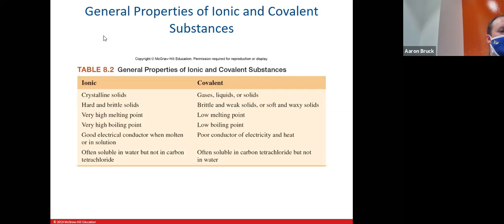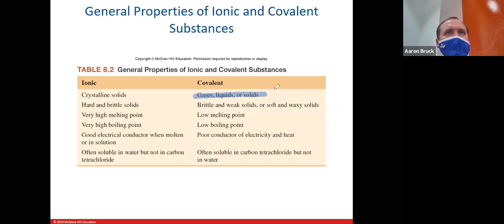And as a result, we tend to see them in all three phases. So ionic compounds almost exclusively are solids. There are a few exceptions, but almost exclusively they're solid. Covalent compounds have very weak interactions, low melting, low boiling. The solids that they do make tend to be soft, tend to be waxy.